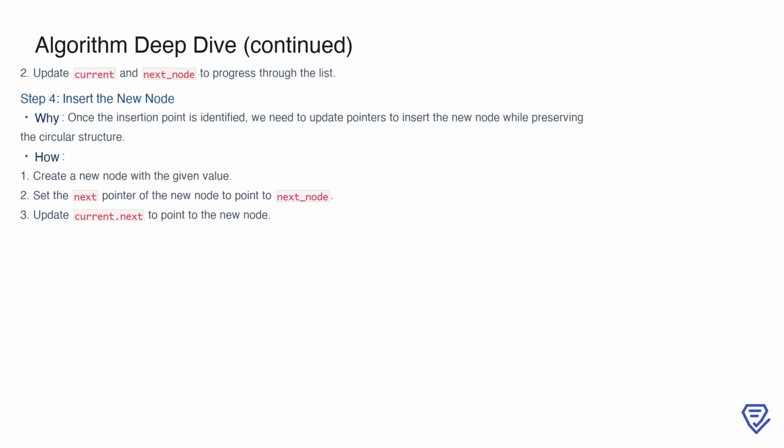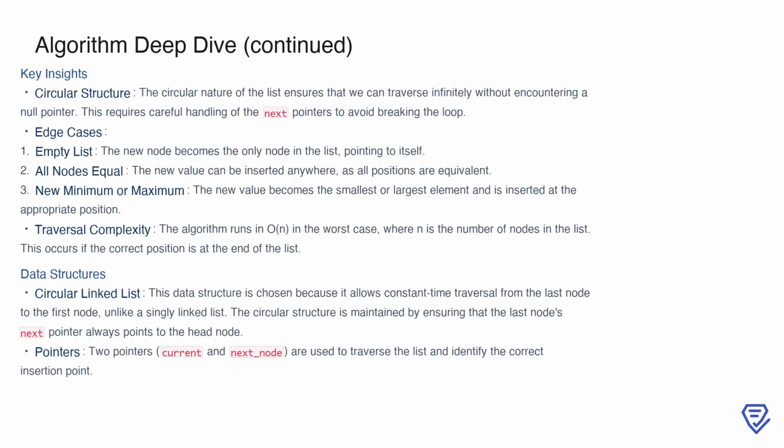Finally, we update the current.next pointer to point to the new node, completing the insertion process. These pointer updates ensure that the new node is seamlessly integrated into the list while maintaining the circular property. There are several key insights to keep in mind when working with this algorithm. First, the circular structure of the list means that we can traverse infinitely without encountering a null pointer, but this also requires careful handling of the next pointers to avoid breaking the loop.